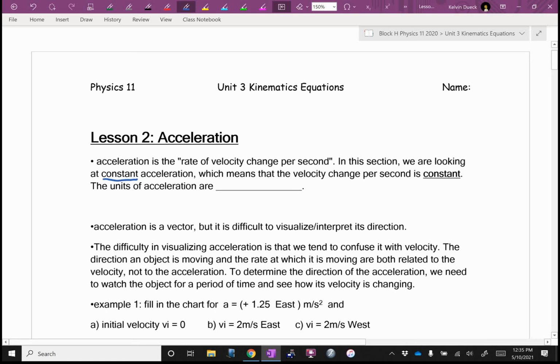For a changing acceleration, Jordan, you need calculus. In Physics 12, we'll look at one specific situation where we have a changing acceleration, but that's where the change is the direction, not the magnitude.